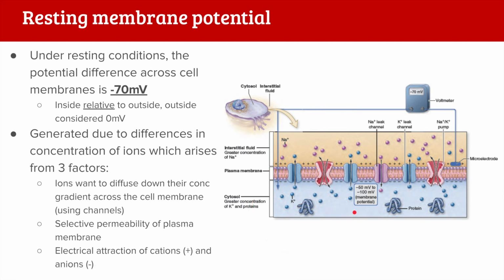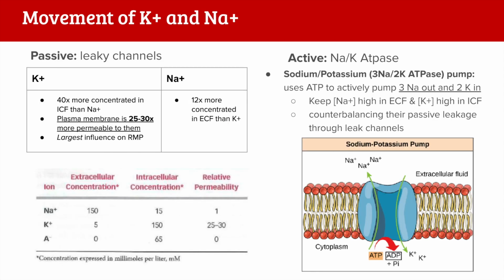And this is generated due to differences in the concentration of ions, and these ions are charged. This arises from 3 factors. First, the ions want to diffuse down the concentration gradient through the membrane, and they do so through channels. The second is the selective permeability of the membrane, and that depends on the number of channels that are open or closed. And lastly, is electrical attraction of cations and anions. First we're going to look at the movement of potassium and sodium because they're the most important.